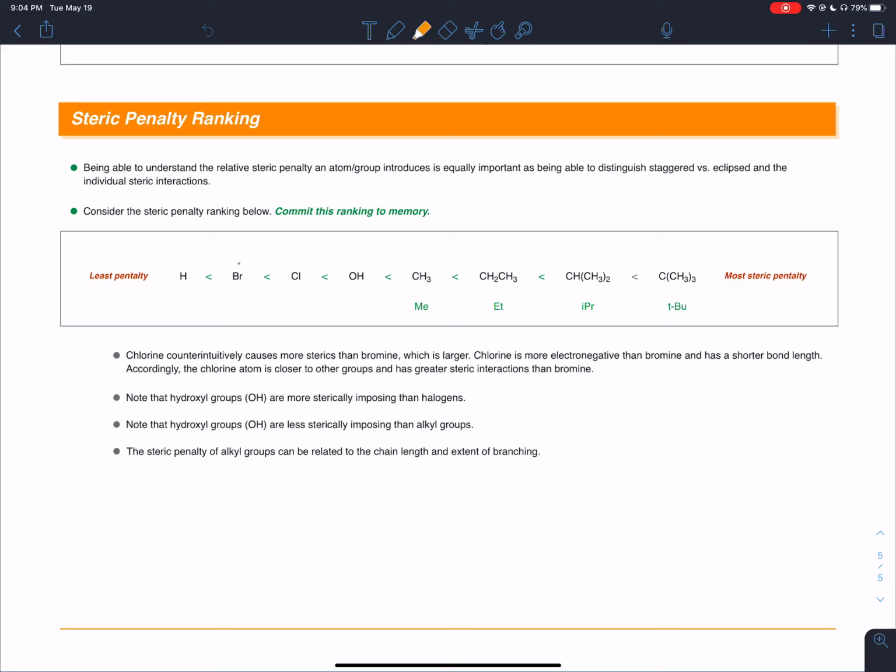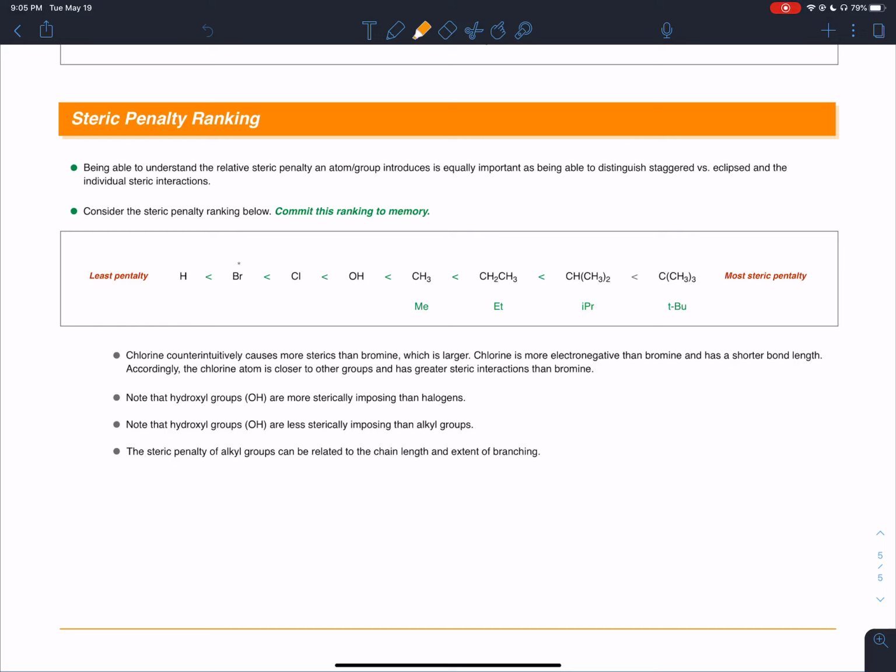Hi everyone. In this video tutorial we are going to be talking about the relative penalty steric ranking for various groups that you may see in Newman projections, okay? And being able to understand this relative steric penalty ranking is really important. It's as important as your ability to identify interactions in staggered and eclipsed conformations, right?